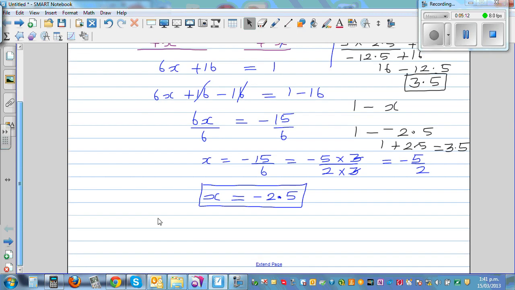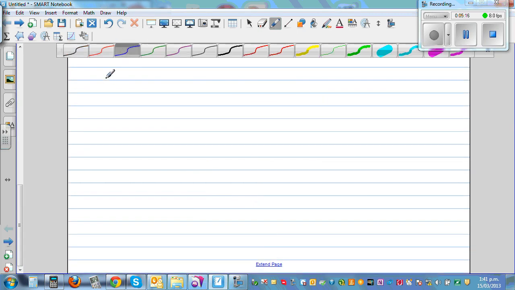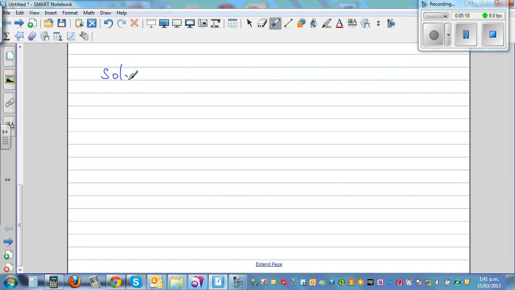Okay, so let's do the next question. Again, this is solve. Solve 2a times a minus 1 is equal to 0.